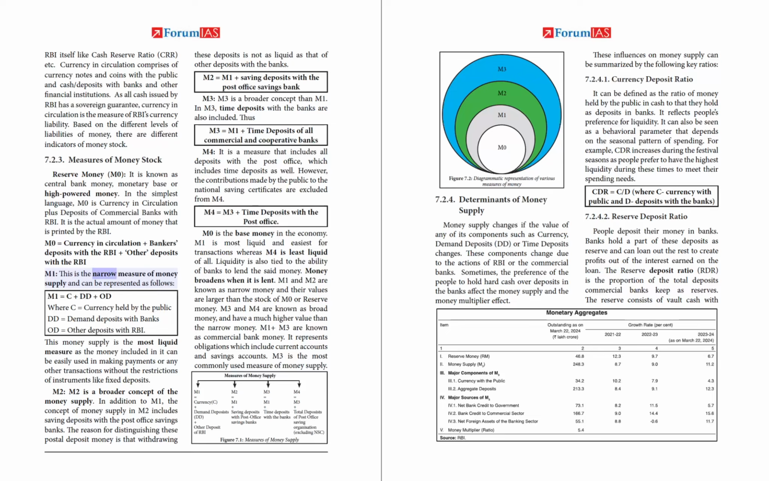M1. This is the narrow measure of money supply and can be represented as follows. M1 equals C plus DD plus OD, where C equals currency held by the public, DD equals demand deposits with banks, OD equals other deposits with RBI. This money supply is the most liquid measure as the money included in it can be easily used in making payments or any other transactions without the restrictions of instruments like fixed deposits.